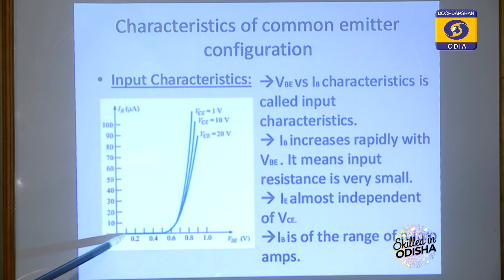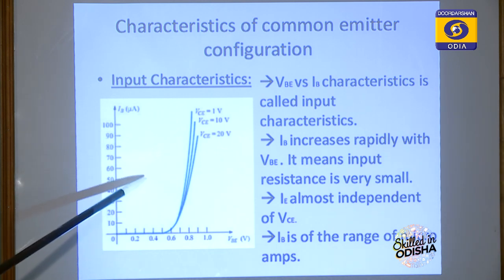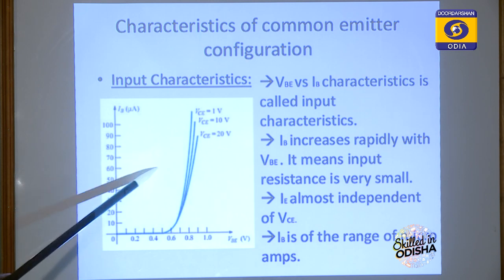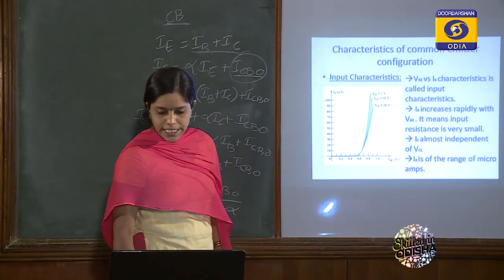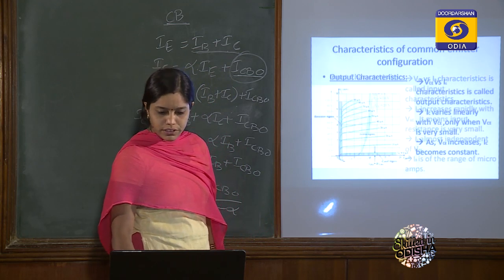So as the voltage increases, IB increases after a certain voltage, that is 0.6 volt for silicon and 0.3 volt for germanium. But IE is almost independent of this VCE. This is the input characteristics curve of common emitter configurations.